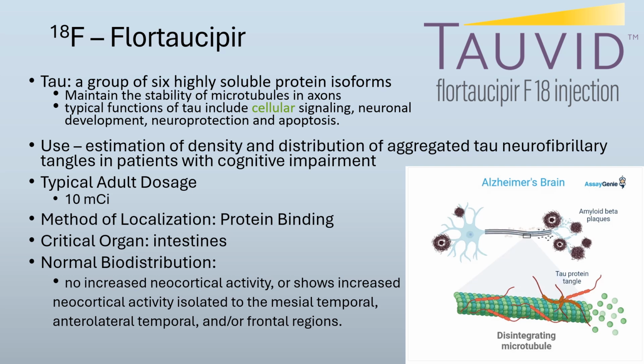And the normal biodistribution: there should be no increased neocortical activity, or increased neocortical activity isolated to the mesial temporal, anterolateral temporal, or frontal regions. There really should not be a large presence of tau proteins in the brain. The presence of a large number of tau proteins is usually indicative of Alzheimer's disease.